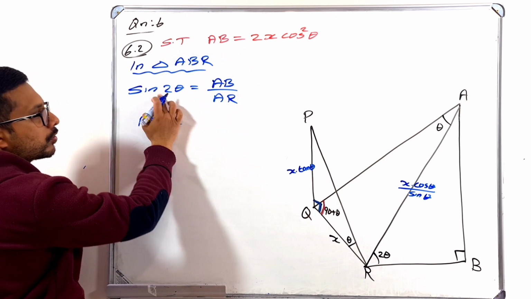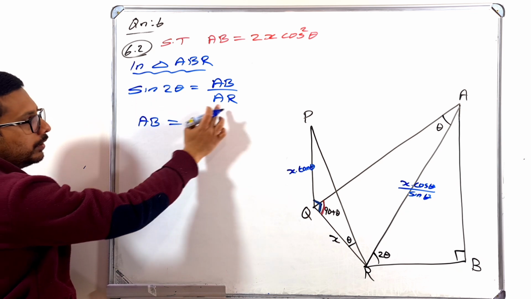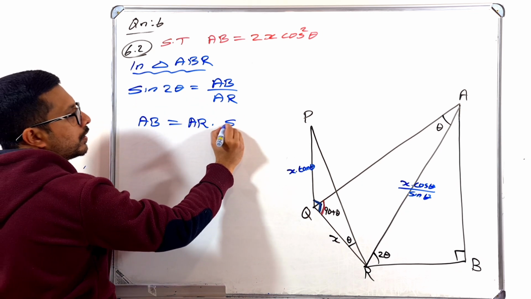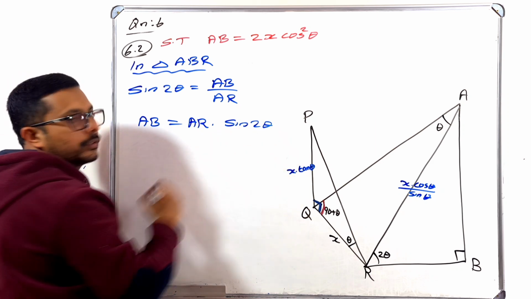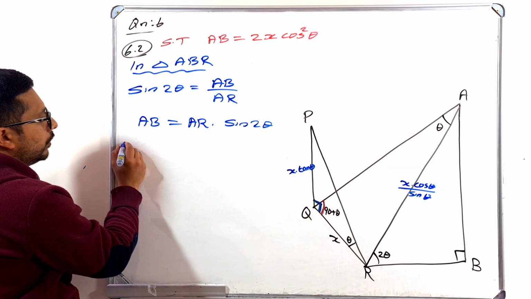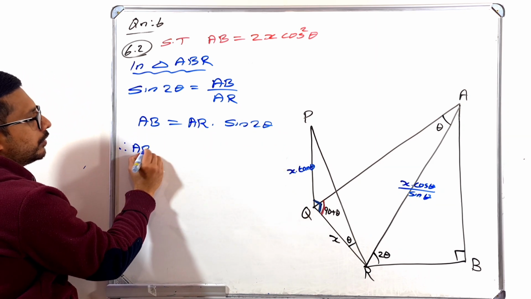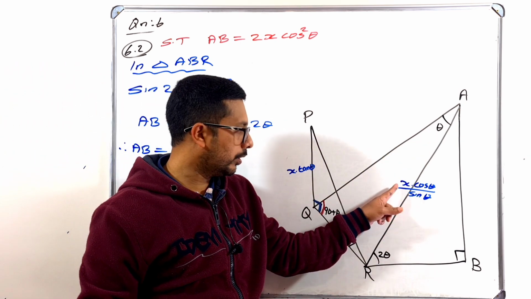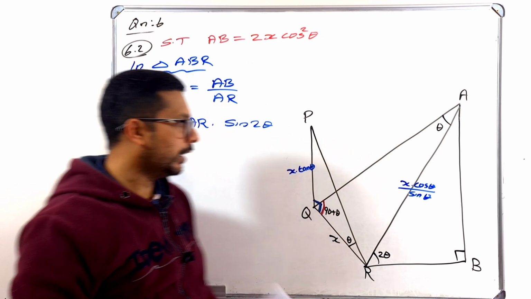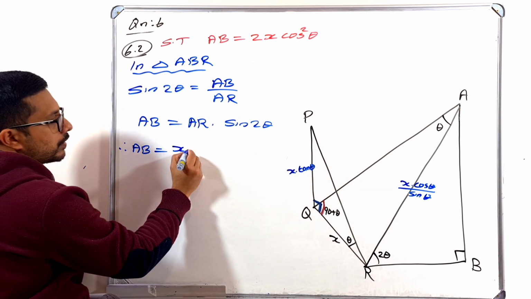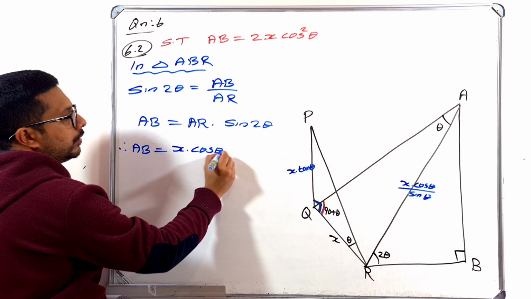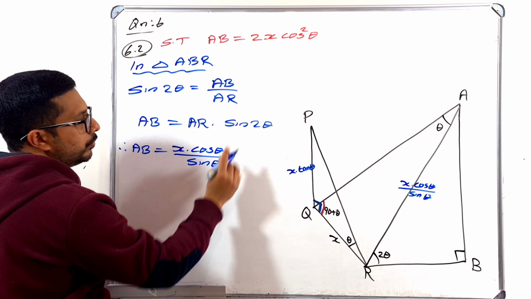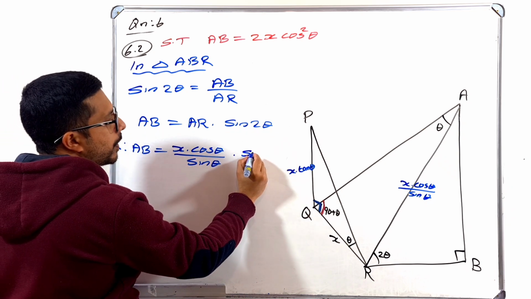So you cross multiply this one. Am I right? This AR will multiply here. That is AR times sine 2 theta. Now, therefore, AB is equal to, what is AR? AR is our hypotenuse. We already proved that it is x cos theta by sine theta. So it is x cos theta divided by sine theta into sine 2 theta.